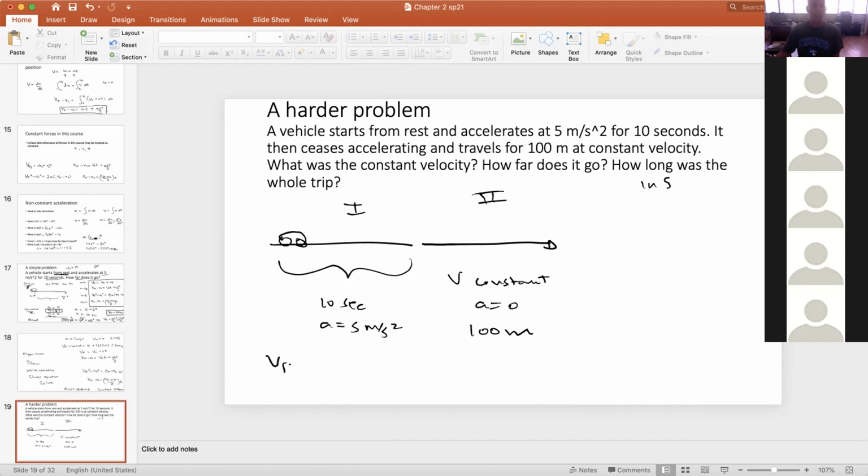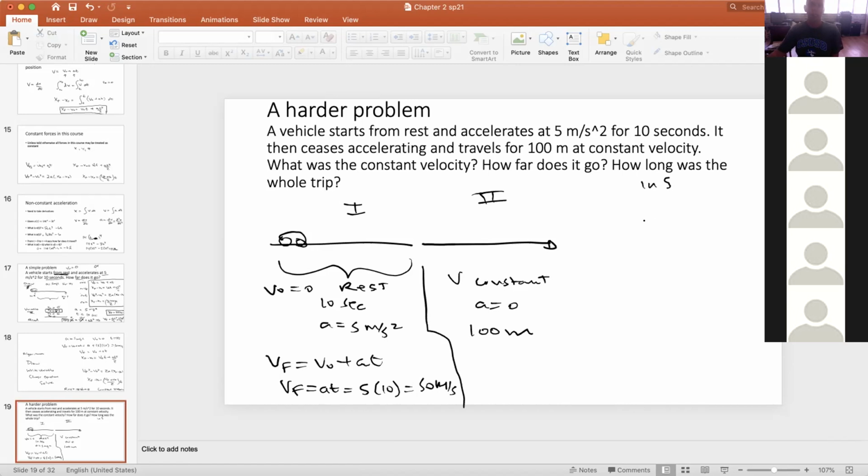But as I said, we wanted to find v final, so we can do this if it started at rest, that was 0. So we get that v final was a t, which was 5 times 10, which was 50 meters per second. We also need to know how far it went. There's a couple ways we can do that.